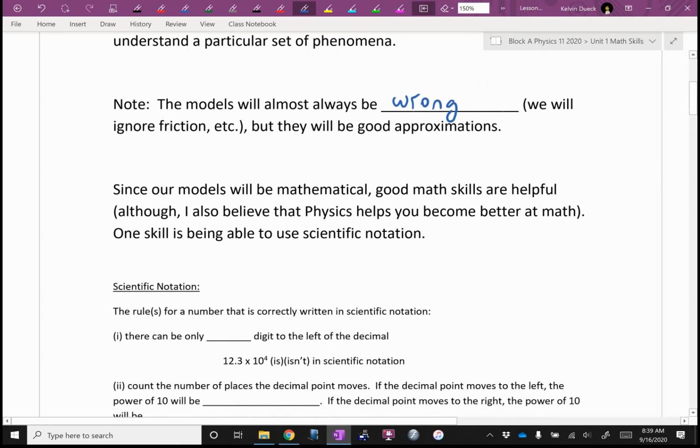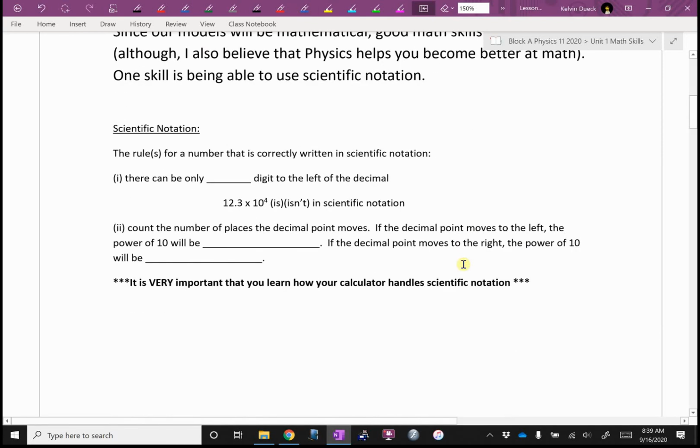Since our models will be mathematical, good math skills are helpful, although I also think that physics helps you become much better at math. So if you're someone who struggles with math, take heart, you'll get better because of this course. Certainly in areas of equation solving and being able to see how things fit together, you will get better. One skill is being able to use scientific notation.